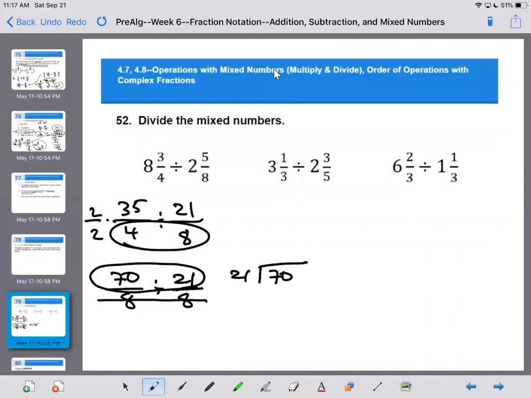And that would be 21, 4 times. So 84 is too big. So 3 times, so 63. So that's 7. So we could say 3 and 7 21sts, or 3 and 1/3.